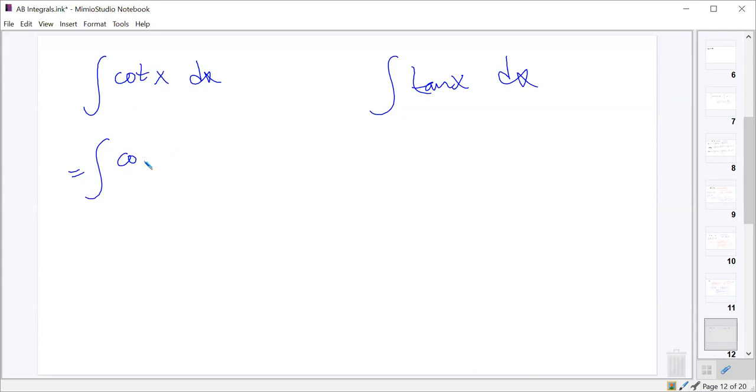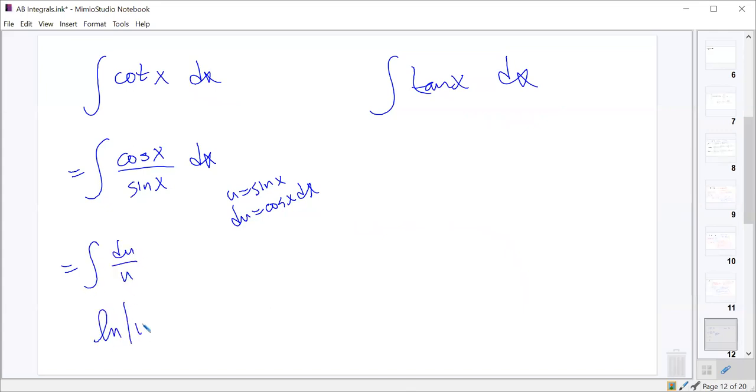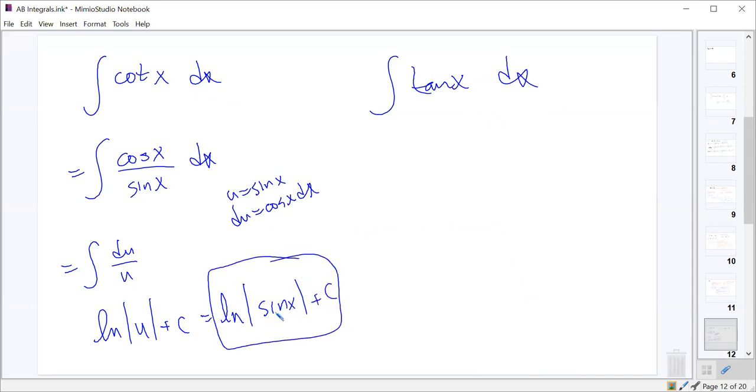Right, this is cosine x over sine x. And if we let u equal sine x, and du then equals cosine x dx, this is the integral of du over u, or natural log absolute value of u, or natural log absolute value of sine x. So you might want to memorize that the integral of cotangent is natural log absolute value sine.